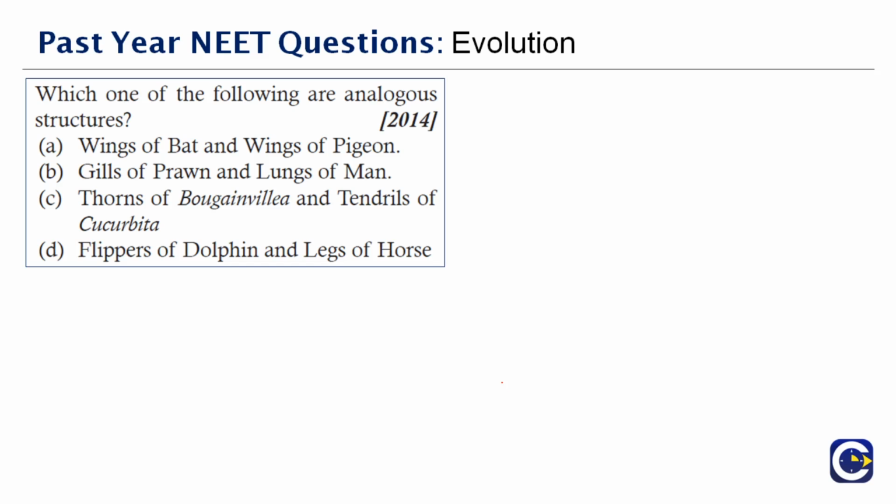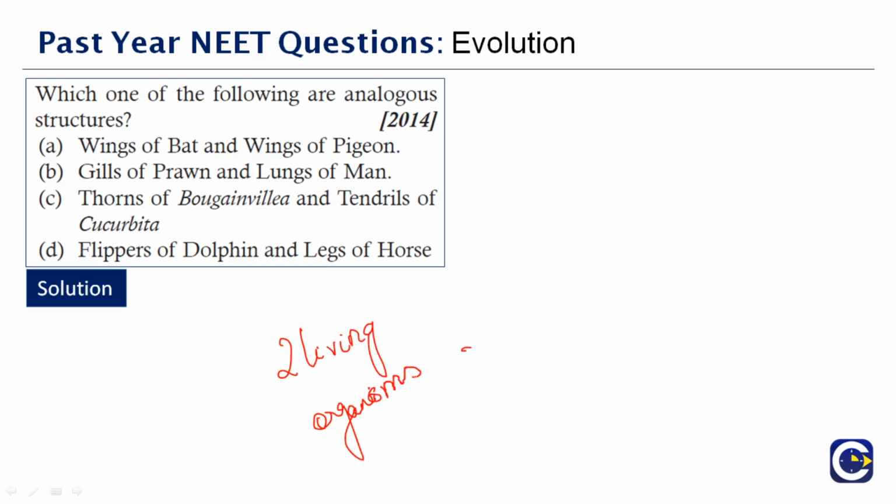Okay, so the next question here: which one of the following are analogous structures? I already explained what analogous structures are. They are structures with similar functions that evolved independently in two living organisms to serve the same purpose.